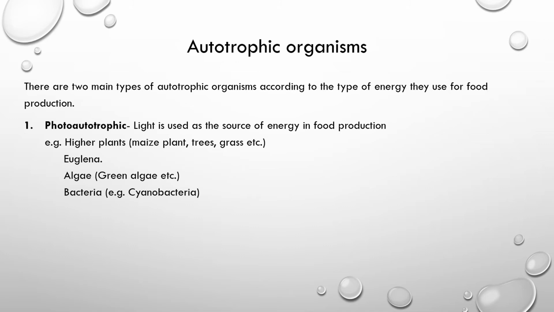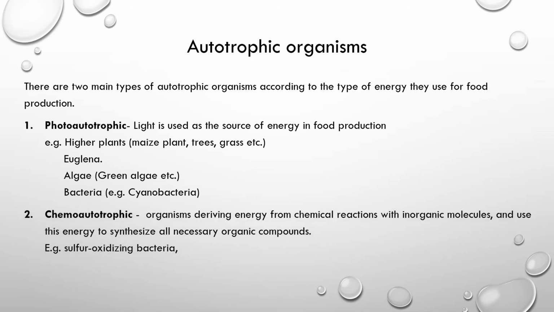For example, higher plants like all the trees you find in your environment come under the group of higher plants, and euglena, green algae, and bacteria species like cyanobacteria also come under the group of photoautotrophic organisms. The next group of autotrophic organisms is chemoautotrophs.